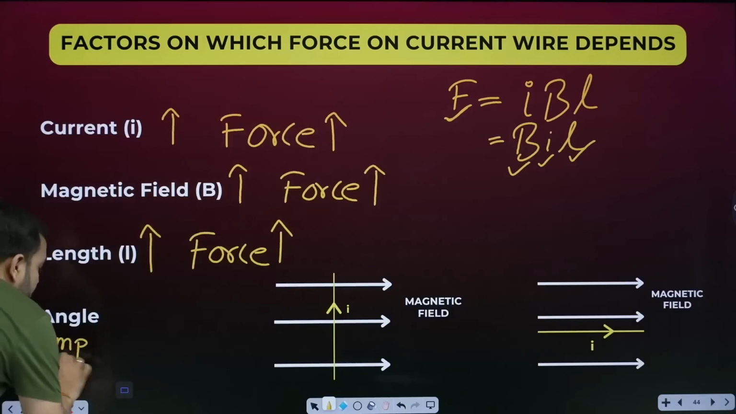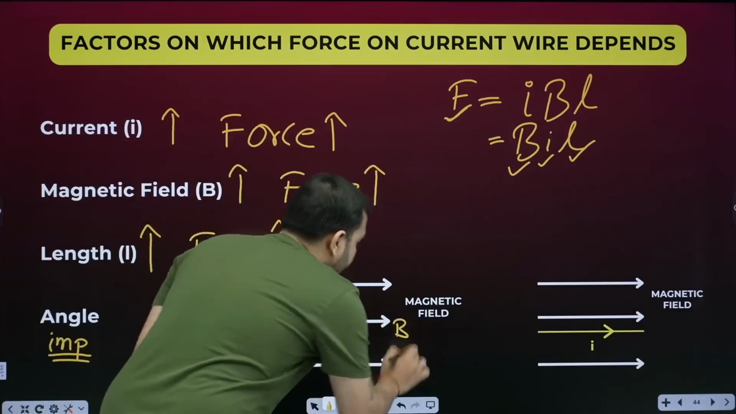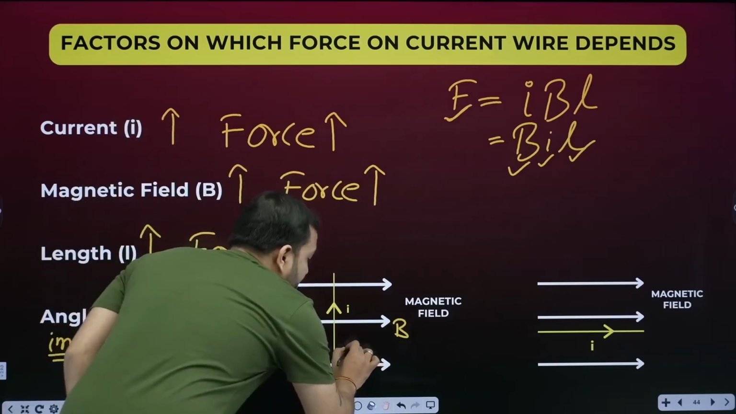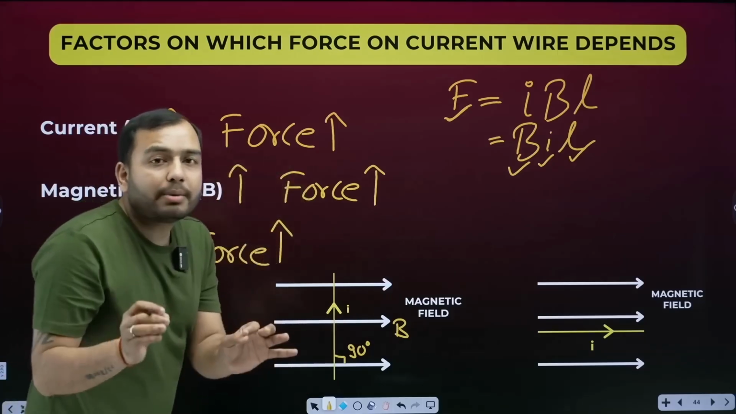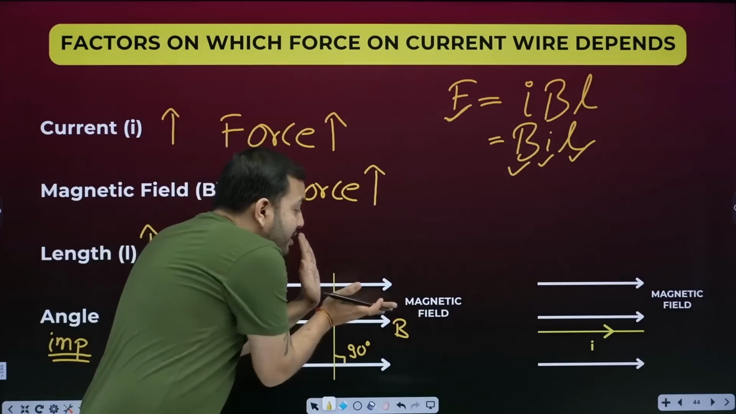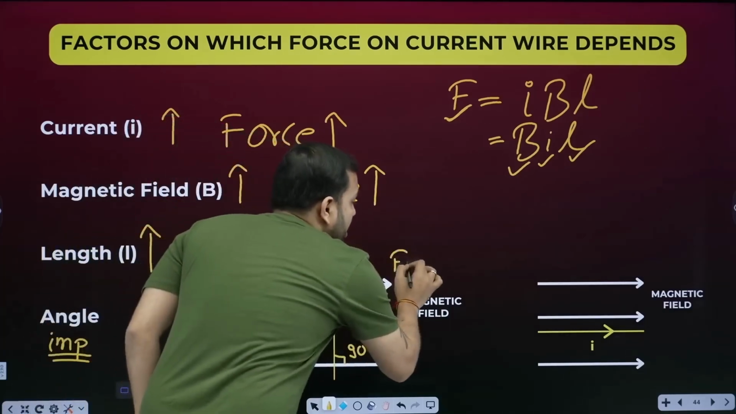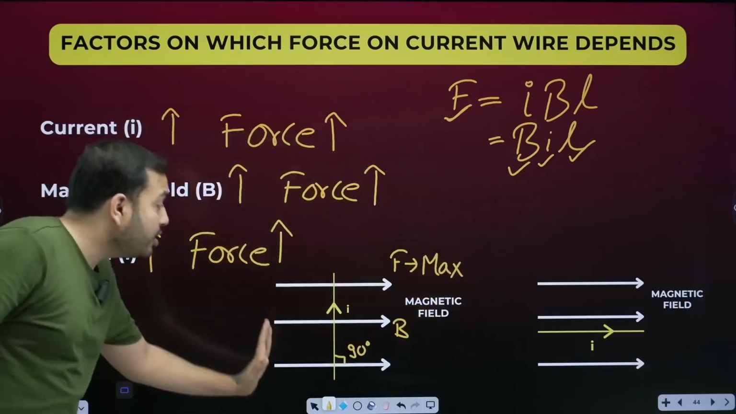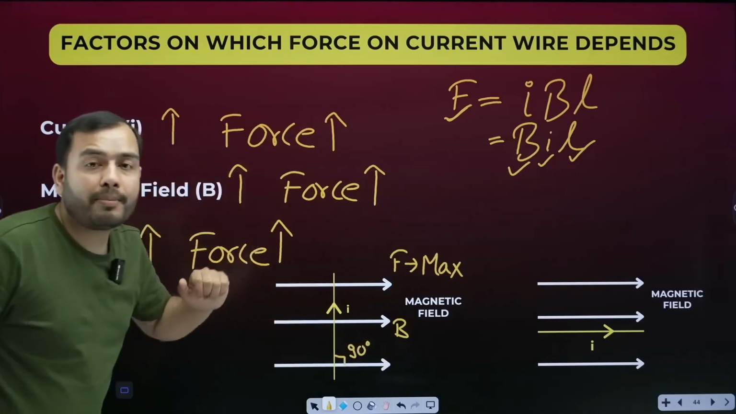Pay attention. Assume this is the magnetic field in this direction and the wire is placed like this. Is the wire at 90 degrees to the magnetic field? Absolutely it is. In your syllabus, 99% of questions will come like this, where the wire is perpendicular to the magnetic field. In this case, the force applied is the maximum force. Maximum force is applied when the wire is placed at 90 degrees to the magnetic field.